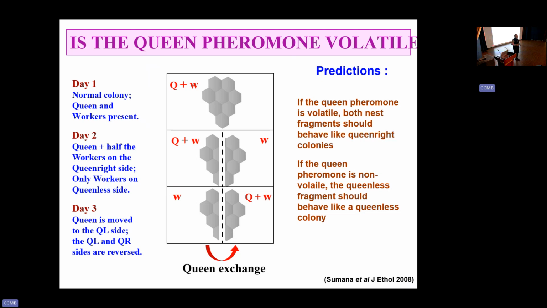What does that mean? That means one worker should become hyper-aggressive and try to become the potential queen. And if that happens, when we move the queen from left to right, this hyper-aggressive potential queen should go back to work on day 3, because now the queen has come back. And here one individual should become hyper-aggressive because now they have lost the queen.